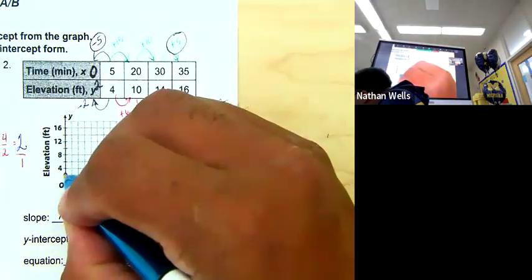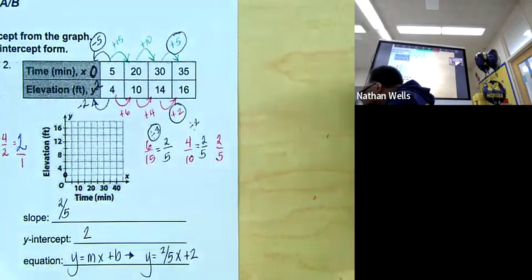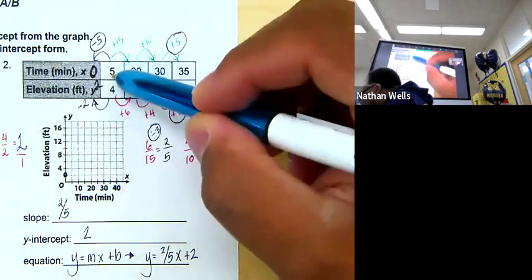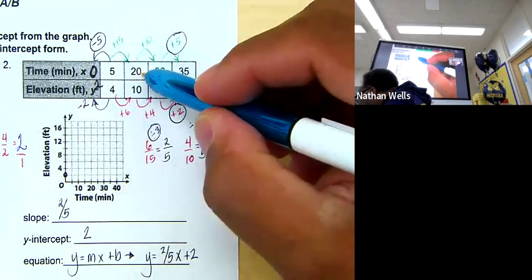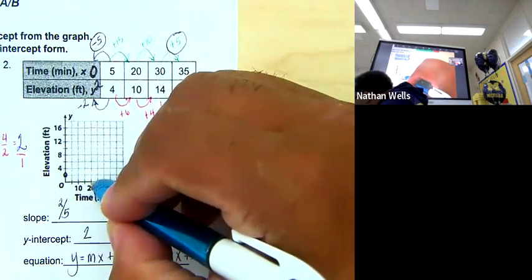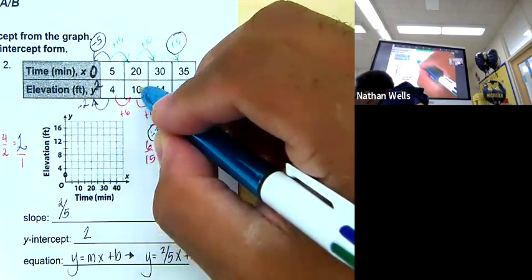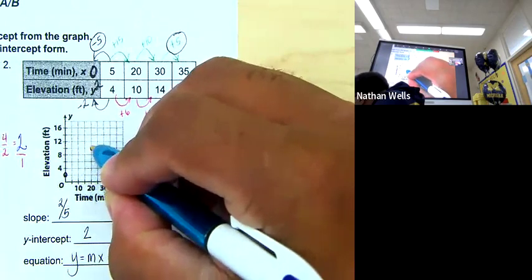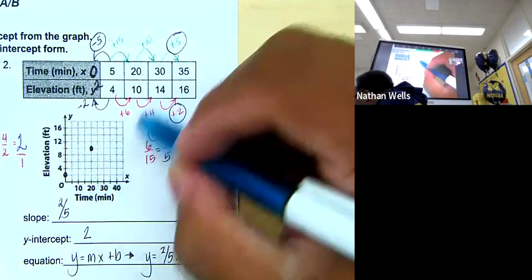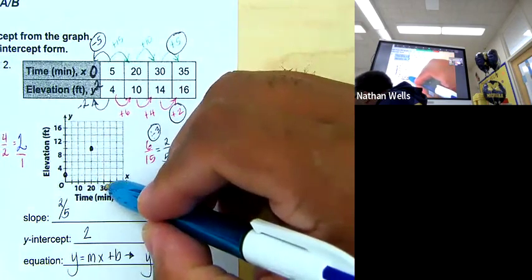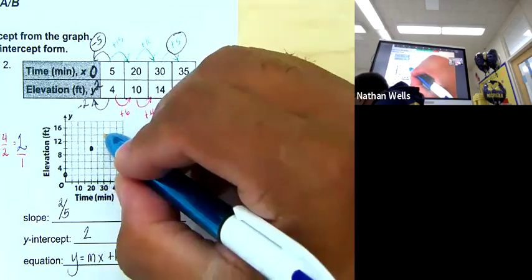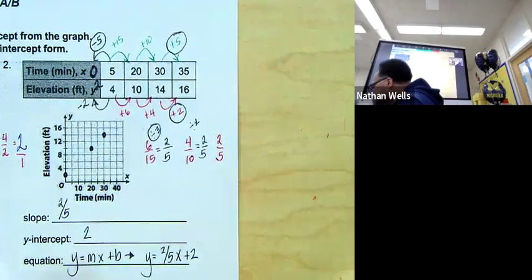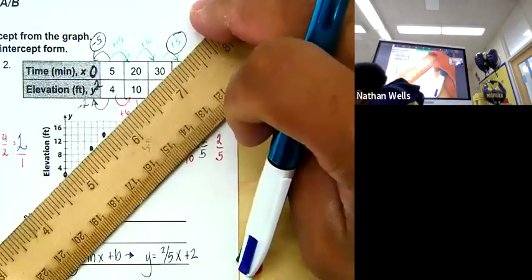Now, my y-intercept is 2. I find that on my y-axis and plot it. And then I can actually just plot the values from my table. So I see 20 and 10 is an easy one. When x is 20, y is 10. You only need 2 points to plot, but I like more than 2. And when x is 30, y is 14. And since these are linear equations, it should be a straight line when I graph.